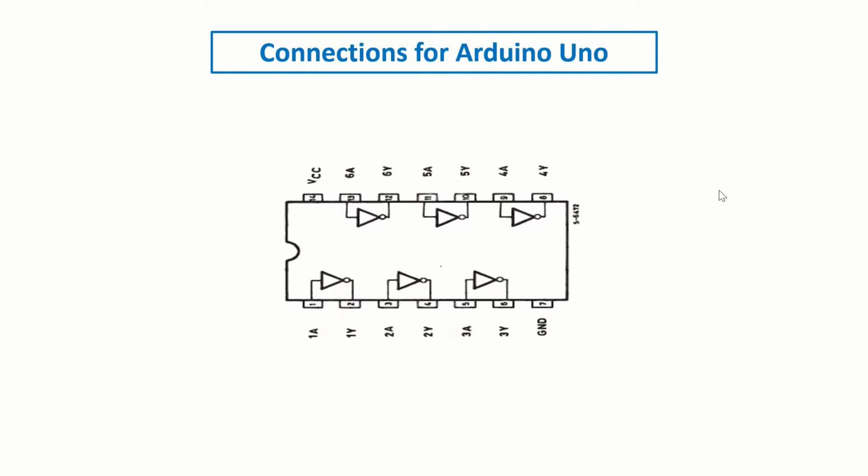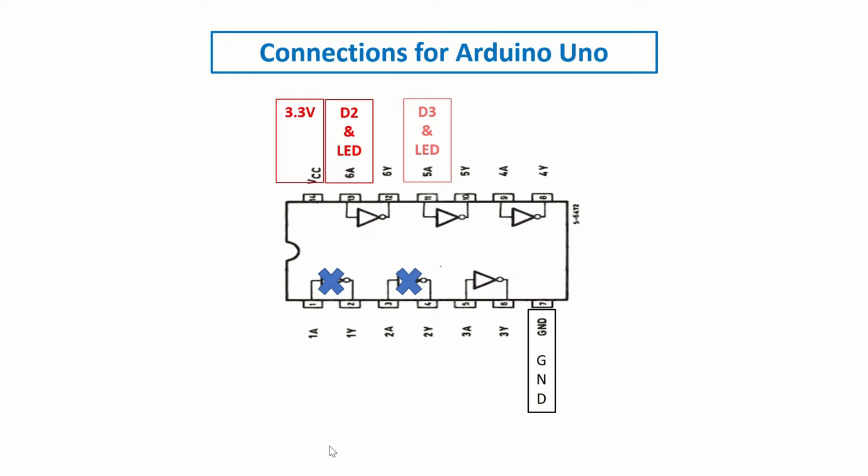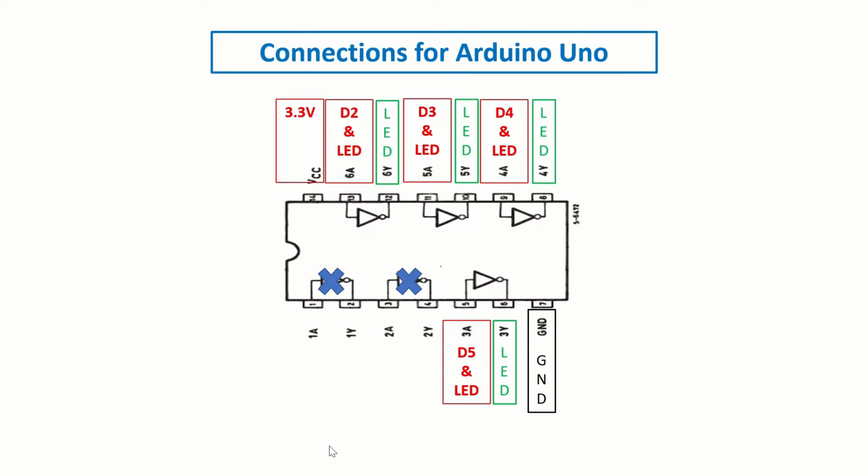In this slide, you can see the connections to the Arduino Uno. First, we are going to connect the VCC to the 3.3 volt pin of the Arduino Uno and the ground to the ground pin of the Arduino. As I mentioned previously, the first two NAND gates are not working, so I won't be using them. I'll be connecting D2, D3, D4 and D5 pins to the inputs, and at the same time I'll be connecting 4 red LEDs in order to observe their status. And I'll be connecting 4 green LEDs to the outputs to observe their status.